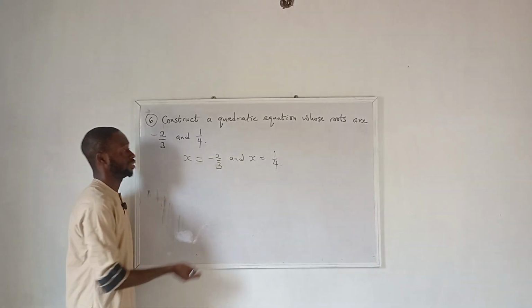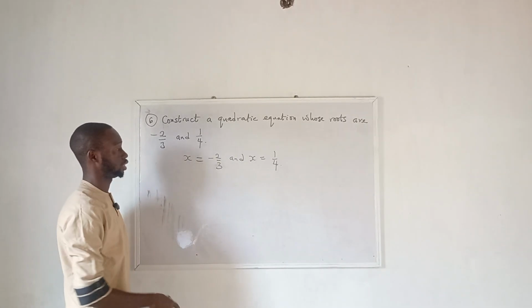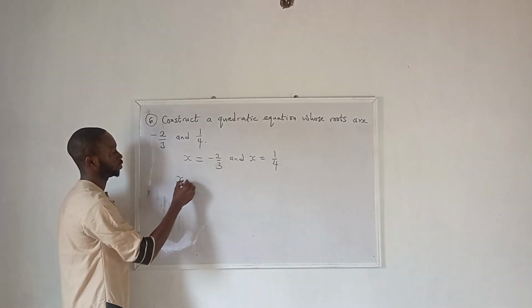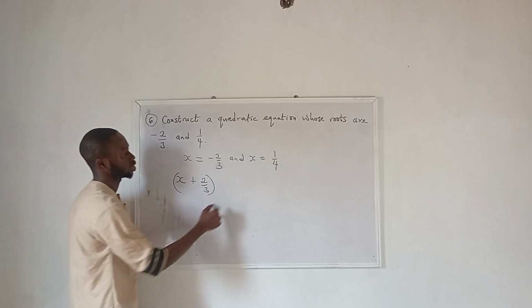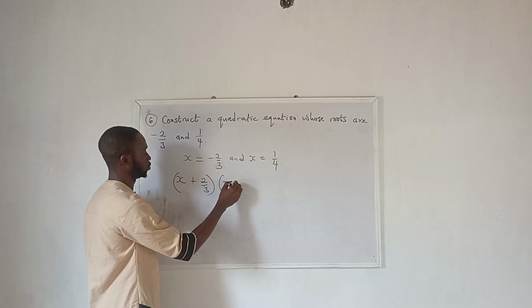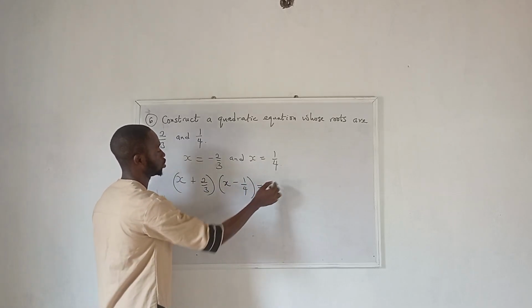So what you could do is take them to the other side of the variable, then bring them together, then you expand, then you have your quadratic equation. So if I bring minus 2 over 3 here, I would have plus 2 over 3. I have my bracket. If I do the same thing to this, I would have x minus 1 over 4, because this is a positive, it comes here, equate this to 0.